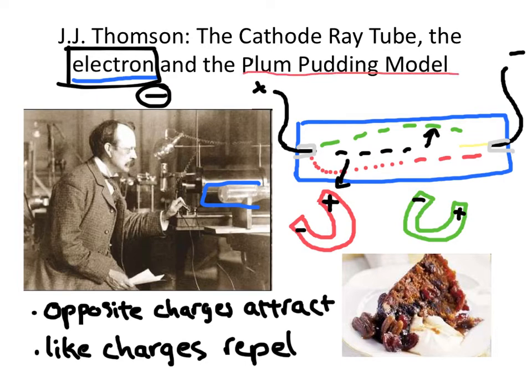So he pictured that atoms were spherical, like plum pudding, and that floating around in them were small electrons that were negatively charged, kind of like the plums inside the pudding.